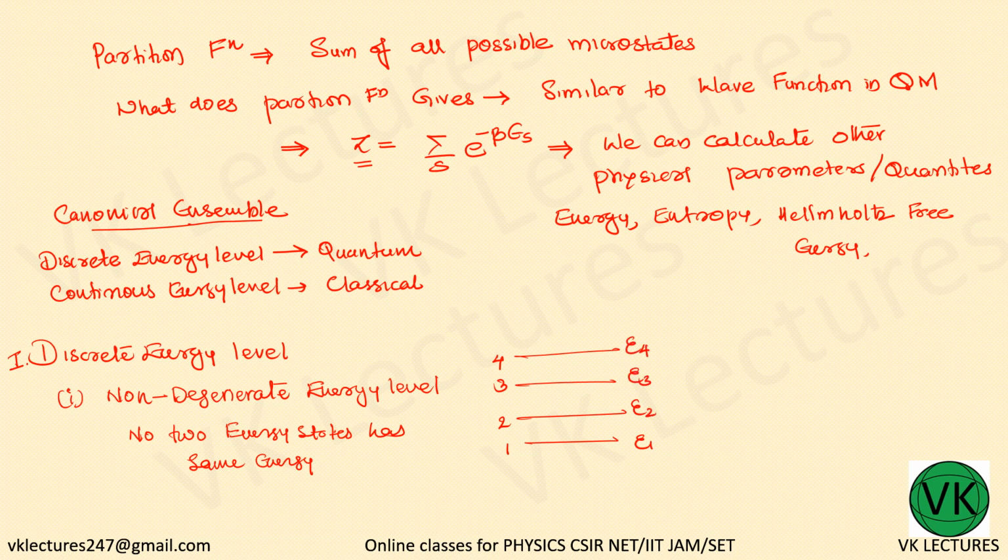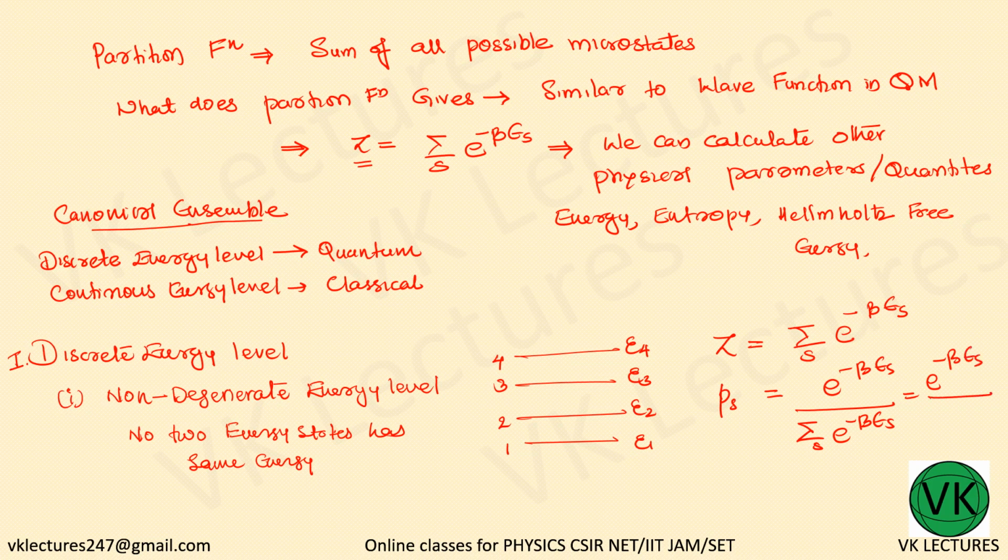So the partition function Z can be written as the sum over S e to the power minus beta Es. That is the partition function. Corresponding to that, we have the probability Ps given by e to the power minus beta Es divided by sum over S e to the power minus beta Es, and this is equal to e to the power minus beta Es divided by Z, since the denominator is nothing but the partition function Z.